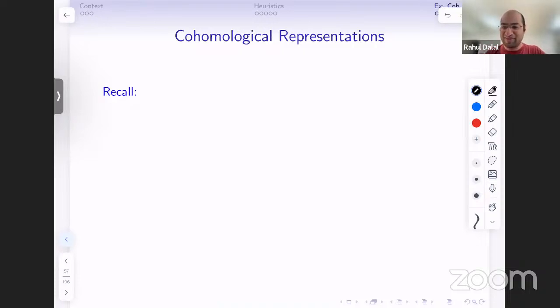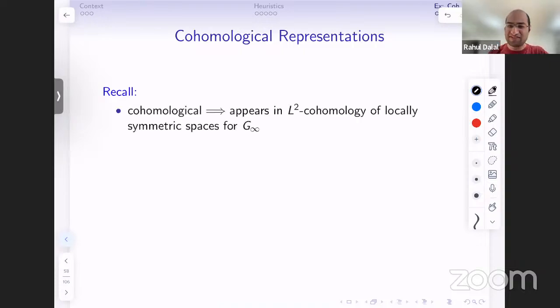let's talk a little bit about cohomological representations in more detail now. Again, this is probably going to be review from a previous talk in this lecture series, but let's just fix the particular details that we're going to use here. Cohomological representations, as we said before, means that the representation appears in the L2 cohomology of locally symmetric spaces for this group at infinity. So if you care about the classical cohomology of locally symmetric spaces, these are the representations of the real group that you're going to end up caring about.